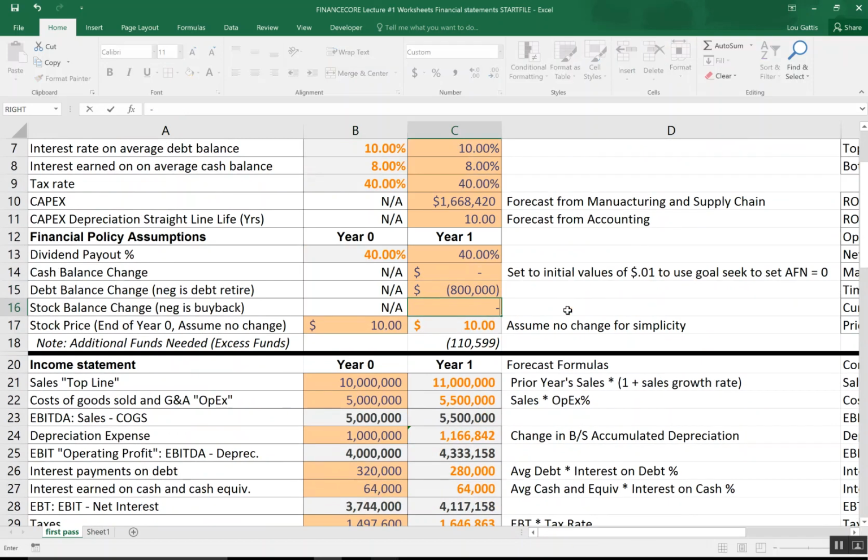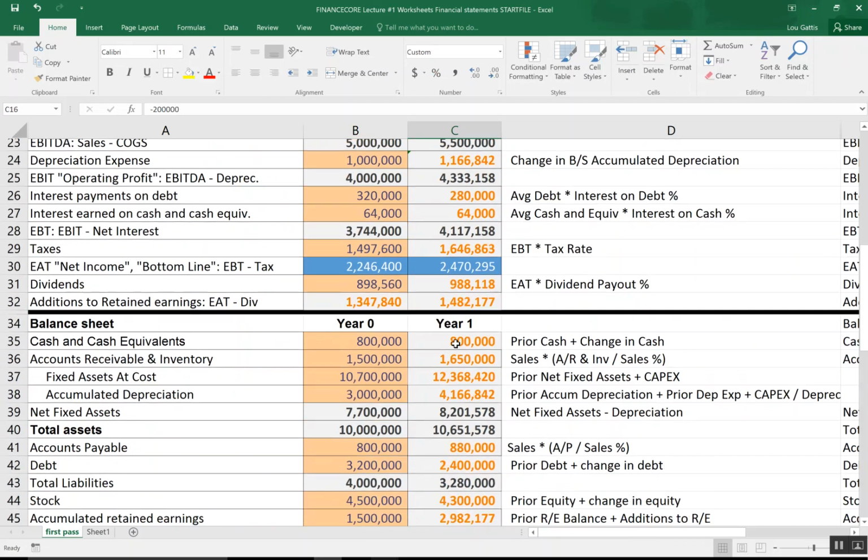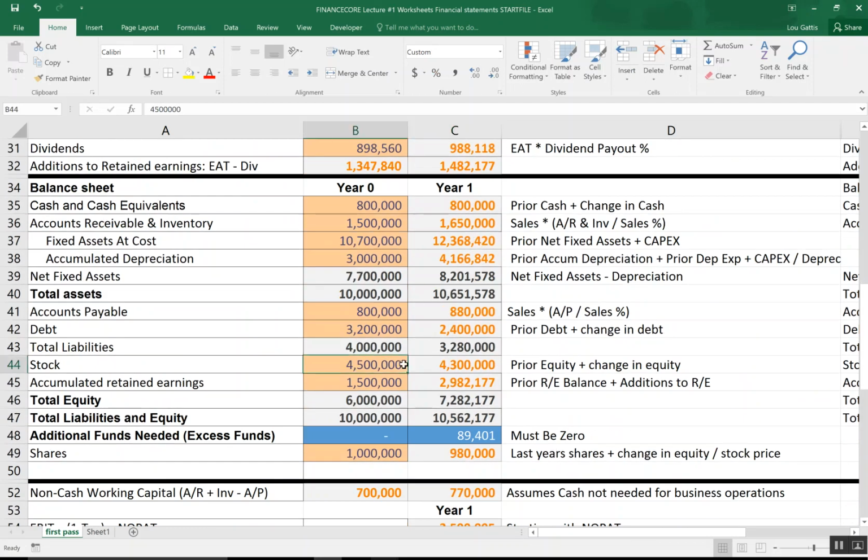I'm going to buy back $200,000 in stock. What that's going to do is reduce the stock balance from 4.5 to 4.3. And I also have a calculation here that my shares are going to fall by 20,000 shares, which is 200,000 divided by $10 per share. We'll assume the stock price stays at $10.